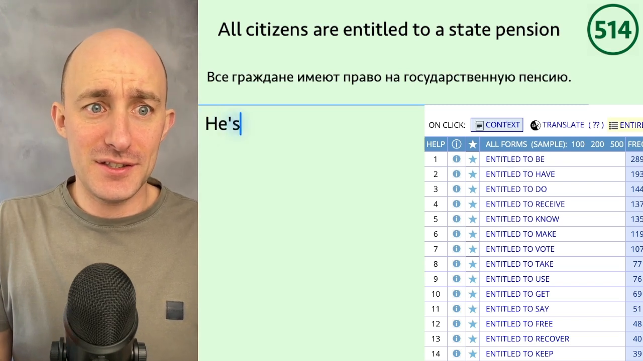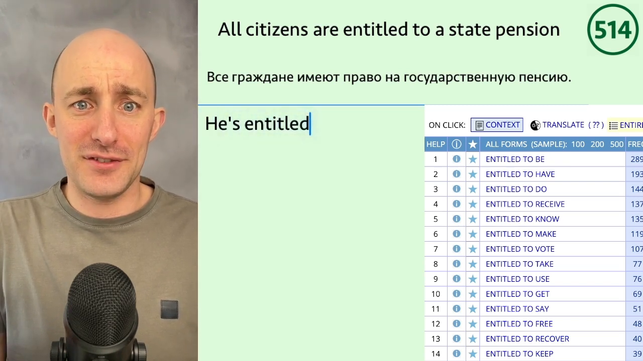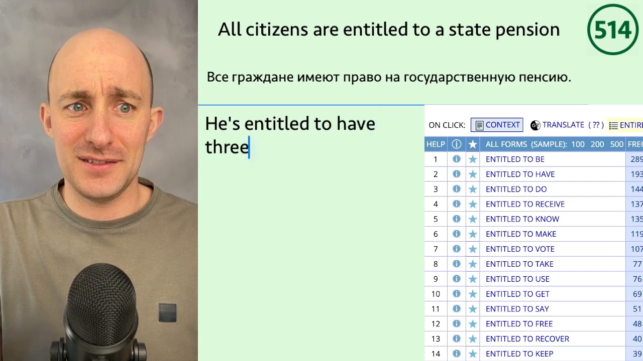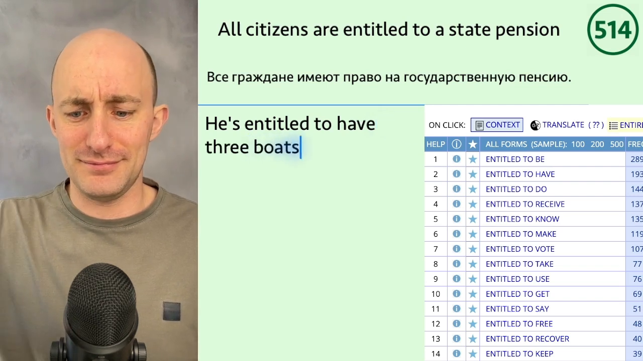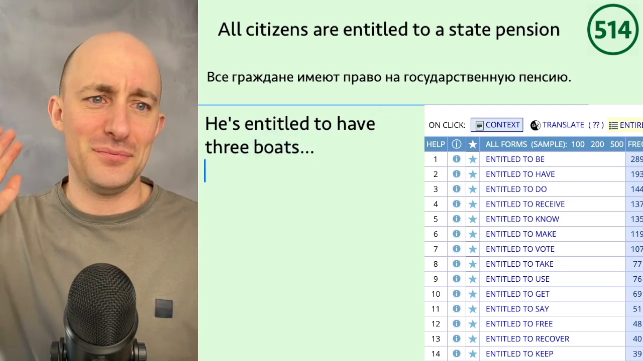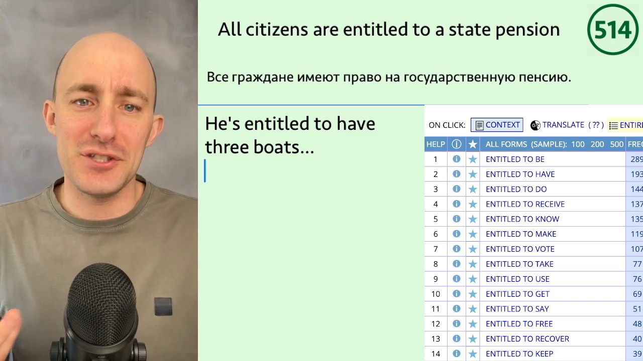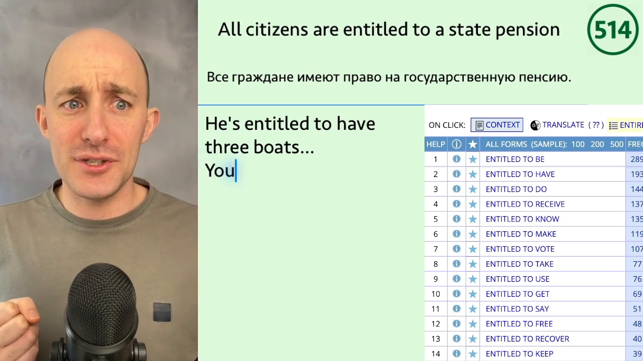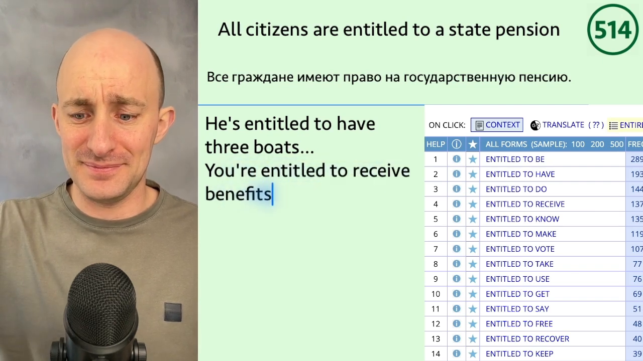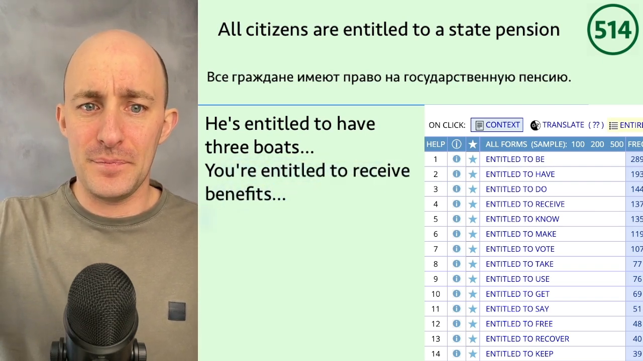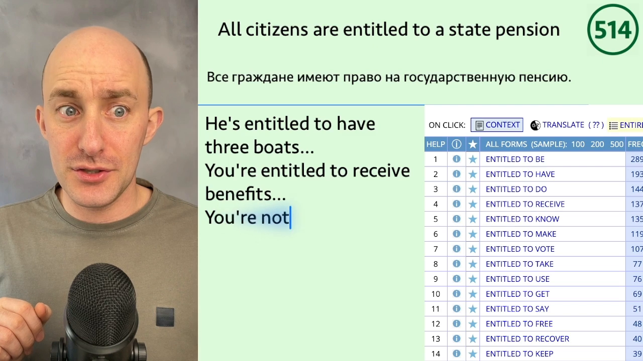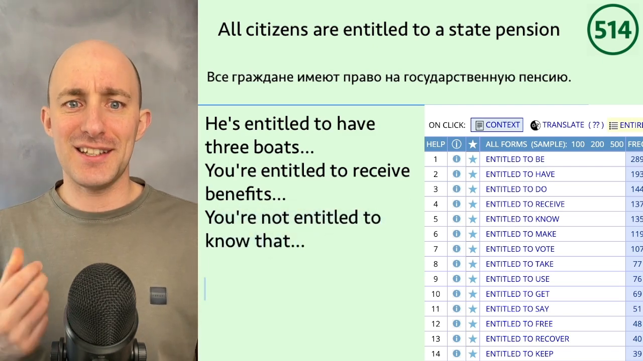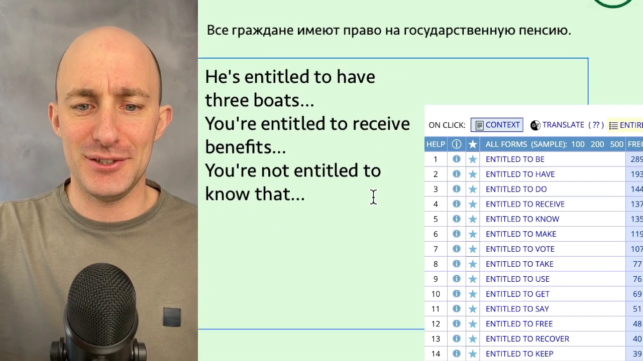He's entitled to have 3 votes. Votes? Boats. I said votes, but never mind. You're entitled to receive benefits. You're not entitled to know that. So if we're talking about rights, you can use this word entitled.